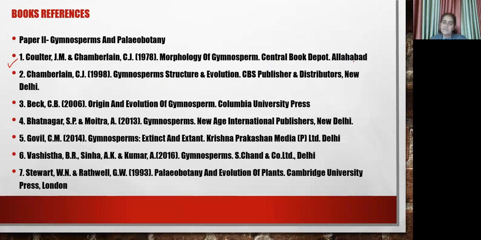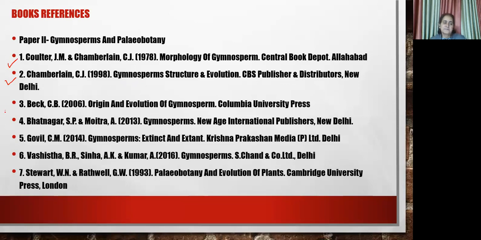Central Book Depot, Allahabad. The second book is by Chamberlain only. Coulter and Chamberlain also have given the classification. Chamberlain separately given the classification. This book is later published. Gymnosperms, Structure and Evolution, CBS publisher and distributor, New Delhi.